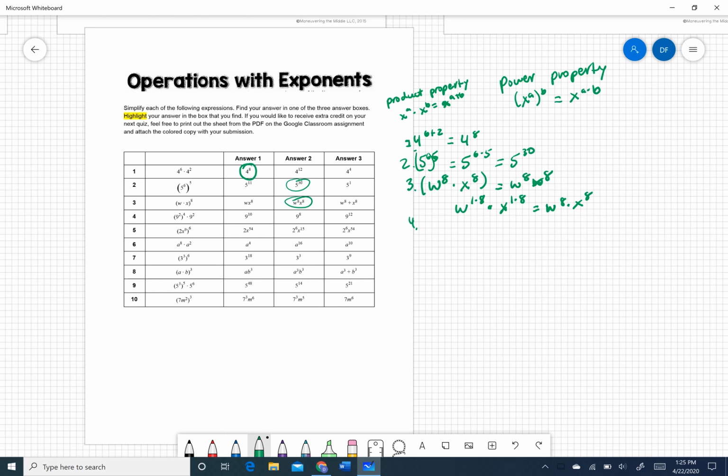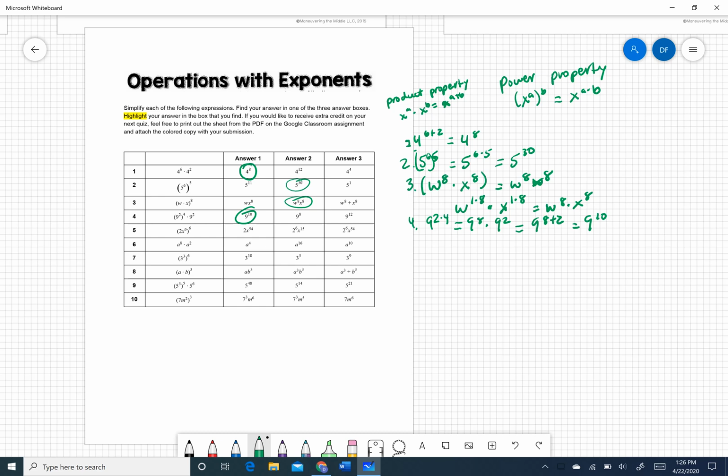So what I want to do here is simplify that 9 squared to the 4th power. I should know now that when I have a power of a power, I'm going to multiply those two exponents. So this becomes 9 to the 8th power times 9 squared. And so this is now the product property where I'm adding those two exponents. So my answer here is 9 to the 10th power. Okay.